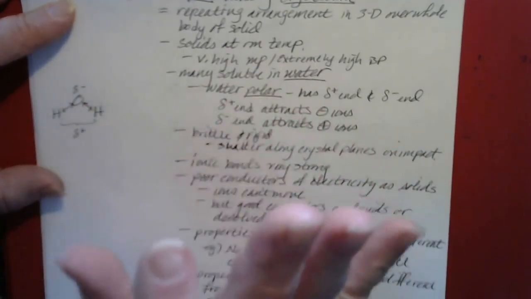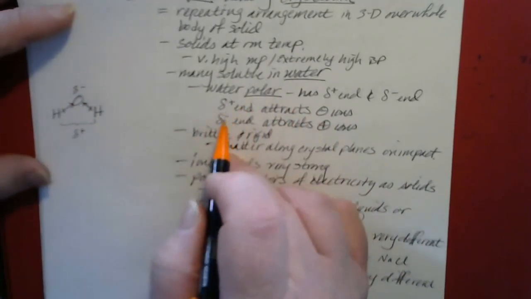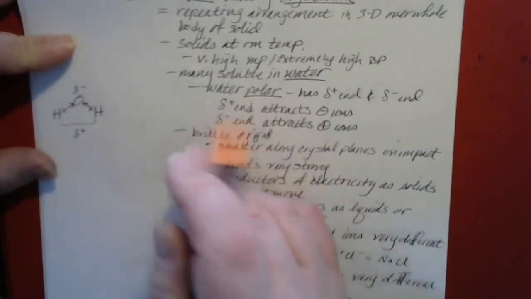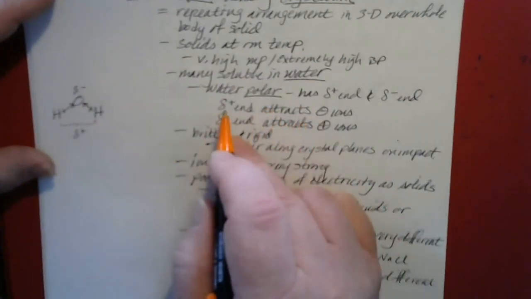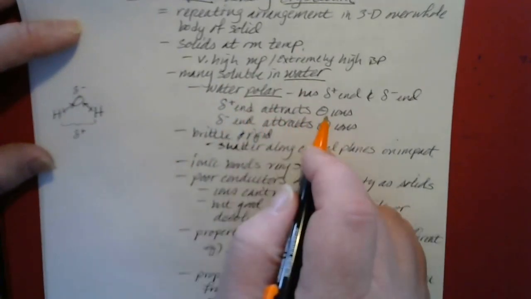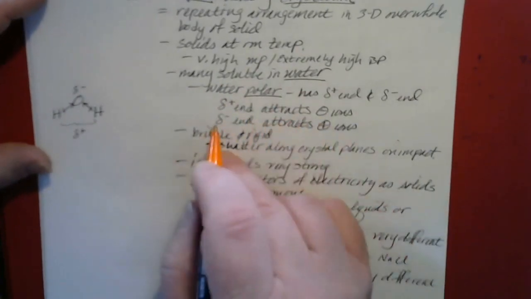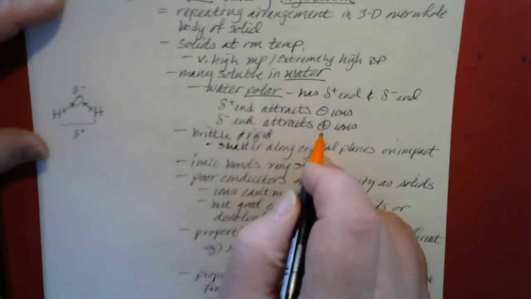It's not a full +1. It's maybe plus 0.6, something like that. And a partial negative end, which would be maybe minus 0.6, but not a full -1. But anyway, water is polar enough that the partial positive charge can be attracted to negative ions, and the partial negative charged end can be attracted to positive ions.